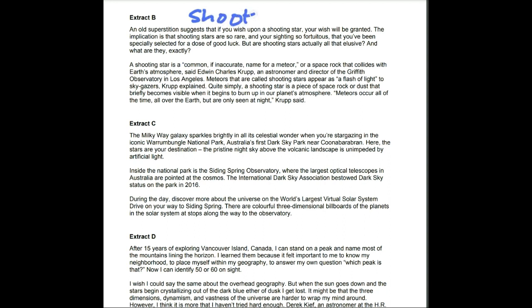So, a shooting star and a meteor, and it explains that the science behind a shooting star is this meteor and how it's just a bit of space rock rather than something we can wish upon. So extract B really talks about the official science behind these shooting stars.